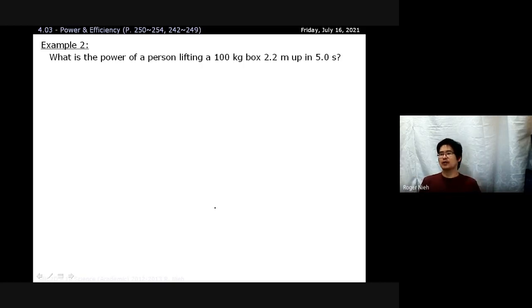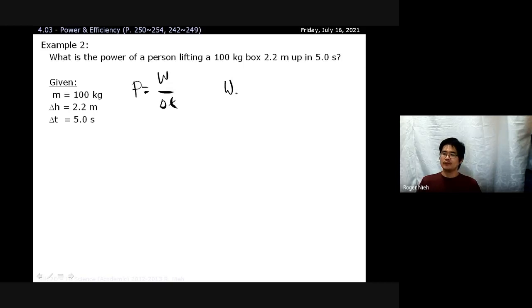What does this measure out in watts? So we have a mass of 100 kilograms. The box is being lifted up 2 meters in 5 seconds. The fundamental formula for power is work over time. So we probably need to figure out the work in lifting something up, right?